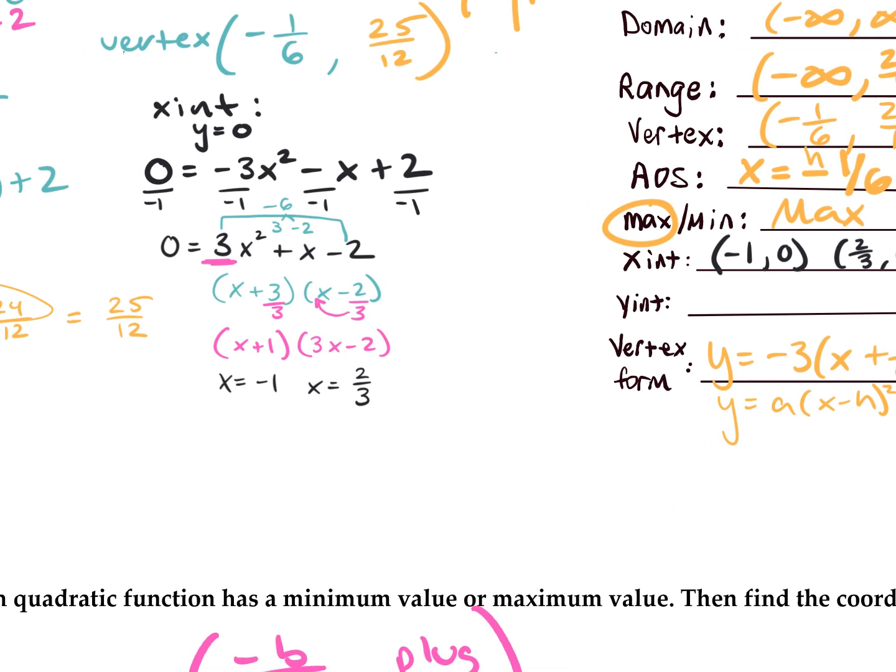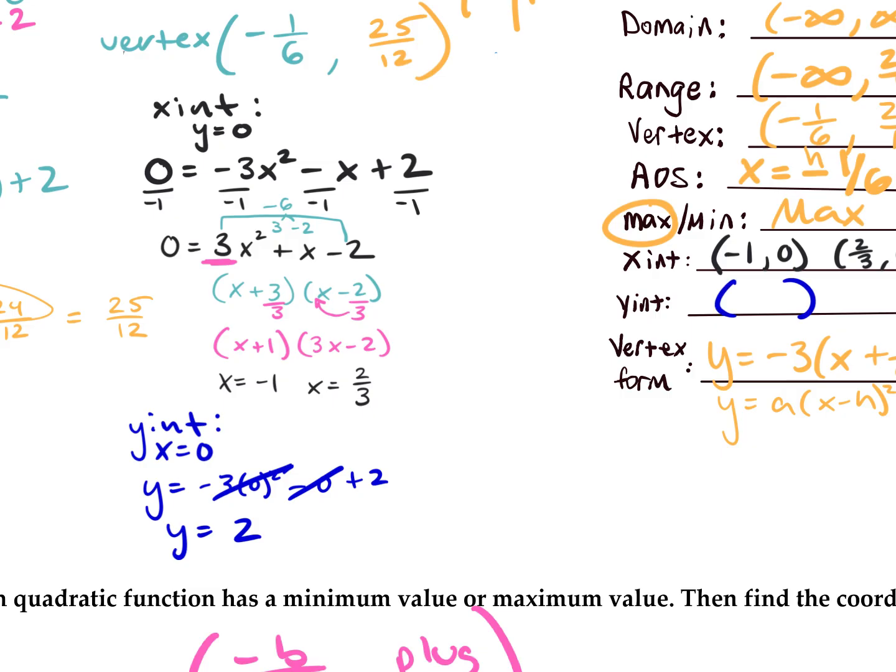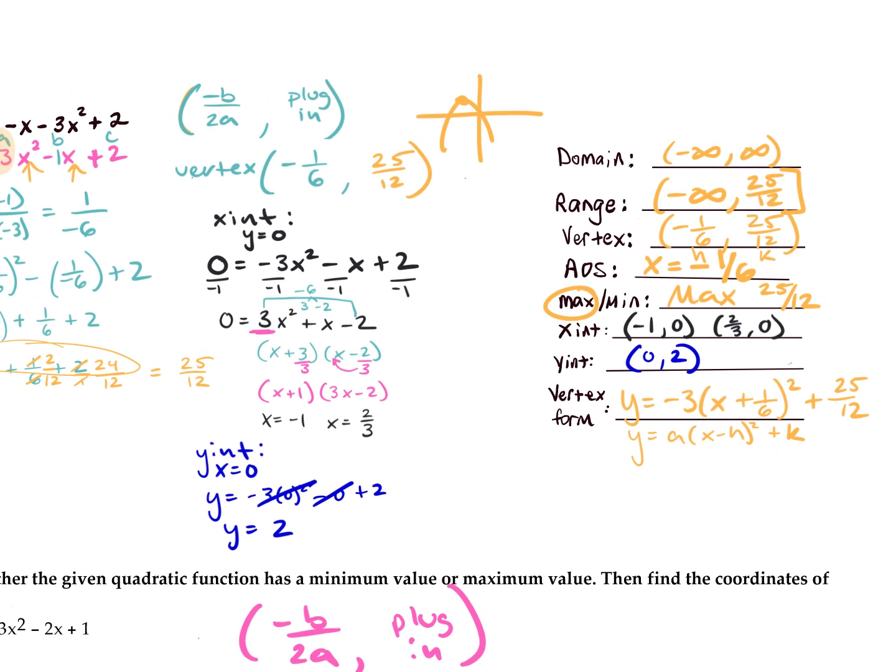How do we find the y-intercept? Plug in 0 for x. So we have y equals -3 times 0 squared minus 0 plus 2. What would y equal? 2. Awesome. So we want to write that as a point. What would our point be? 0, 2. The number is going to go in the y spot.